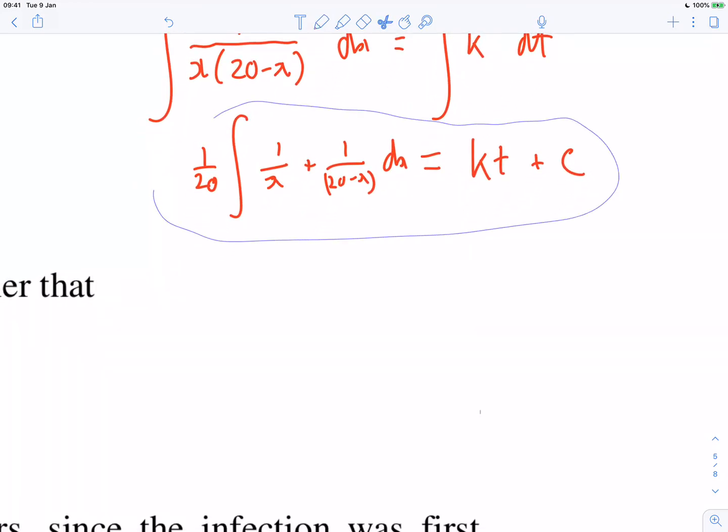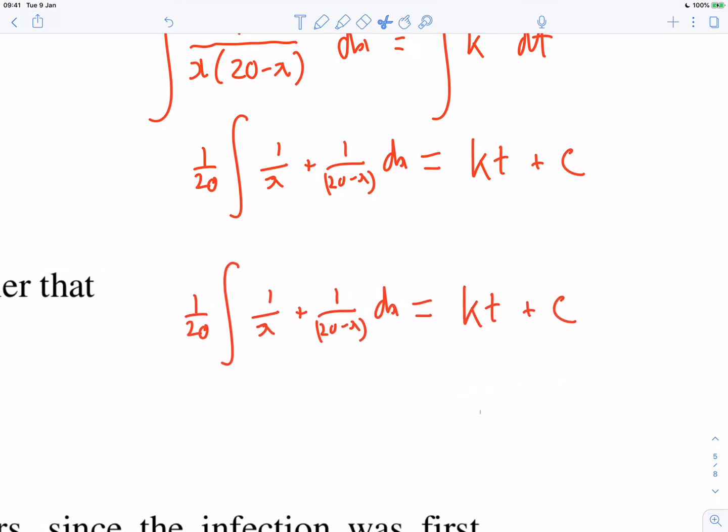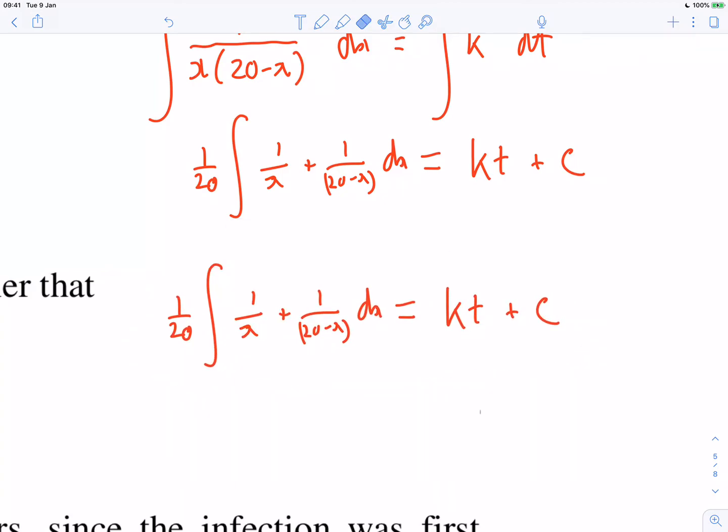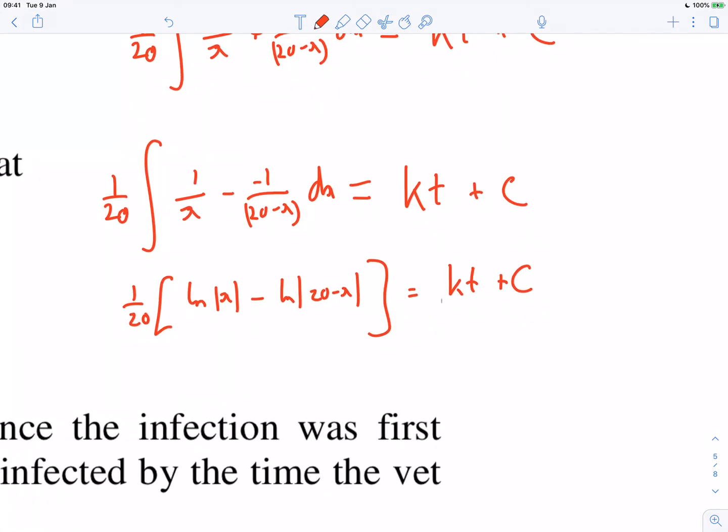This thing, oh, come on. Okay, so because I want to abuse the fact that if the denominator differentiates to the top, I know what that is. So this is going to become 1/20 of ln of x minus ln of 20 minus x. This equals kt plus c. Okay, right. Well, if I multiply by 20 both sides, I'll get 20kt plus, let's say, a different constant c1 equals the natural log of x over 20 minus x.